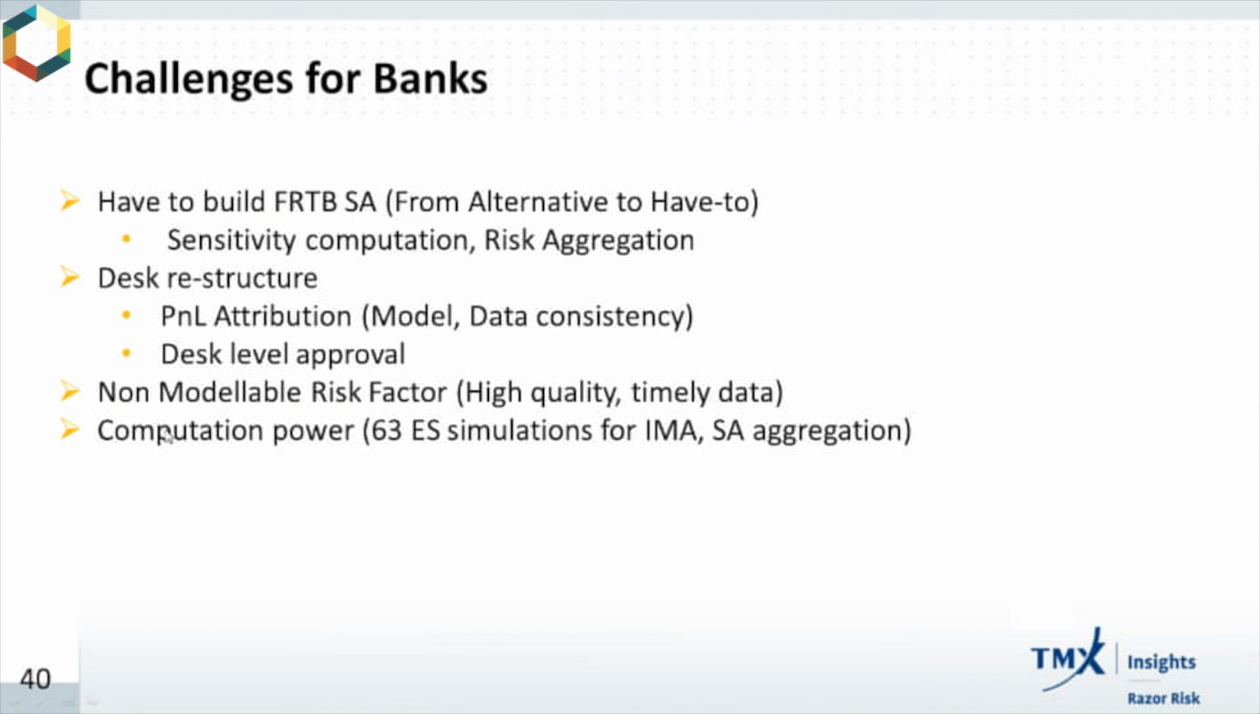The other one is that computation power is strongly needed. As we demonstrated before, it needs many ES simulations. We estimate 63 times, and the original VaR still needs to be calculated. Therefore, it will require much more computation power than is currently required by the VaR capital system. And moreover, the SA aggregation engine is also a challenge for computation power, as it needs to consider the diversification effect instead of simply adding up. Okay, that's the end of the presentation.